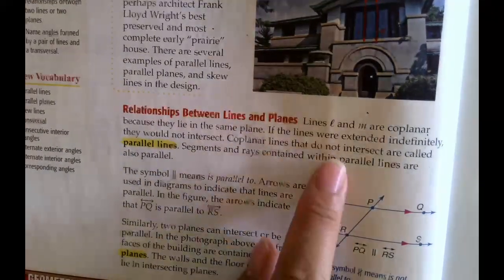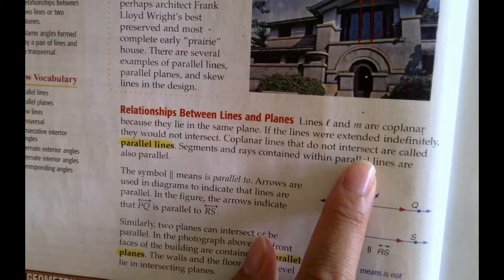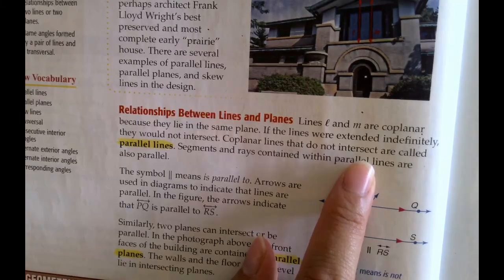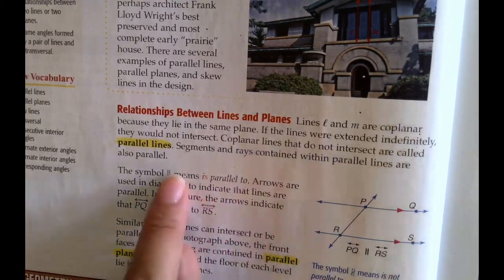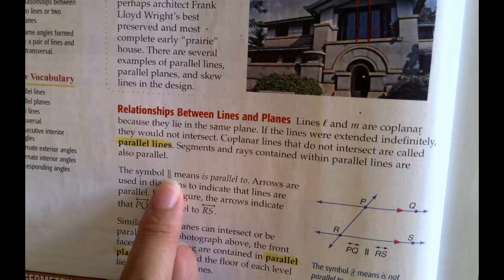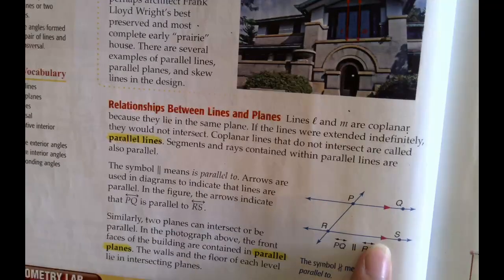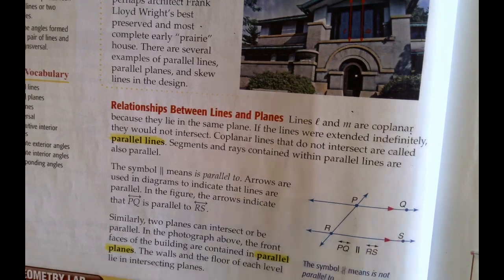So the first one is parallel lines. That one you should be very familiar with. Parallel lines are coplanar lines that do not intersect. So it means they're on the same plane, but they don't intersect. This is the symbol that you're going to see for parallel to. If it's drawn in a picture, it's going to be displayed by arrows, or the same number of arrows if we have more sets of parallel lines.